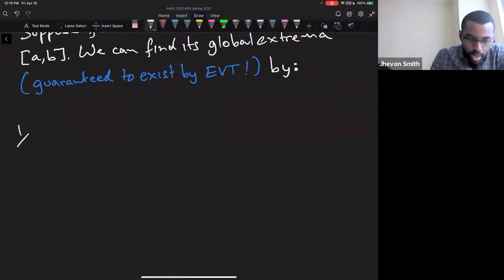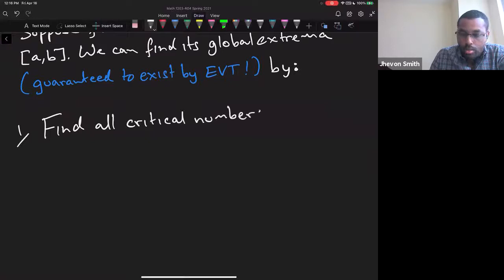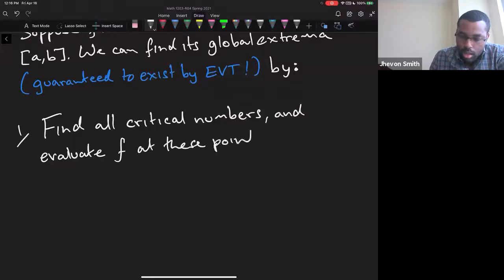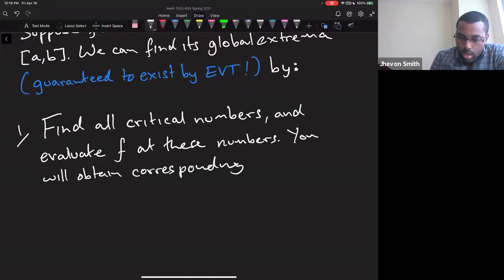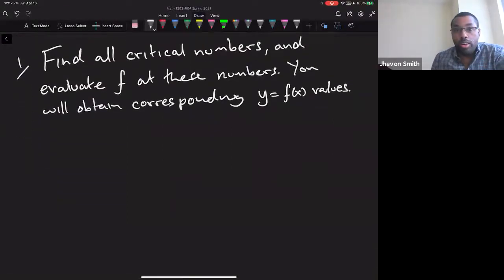this following process. One, find all critical points, or critical numbers, I should say, and evaluate f at these numbers. You will obtain corresponding y equals f of x values. That's the first thing. Find all the critical points. And you don't have to test them on a number line. Just plug them into the function.